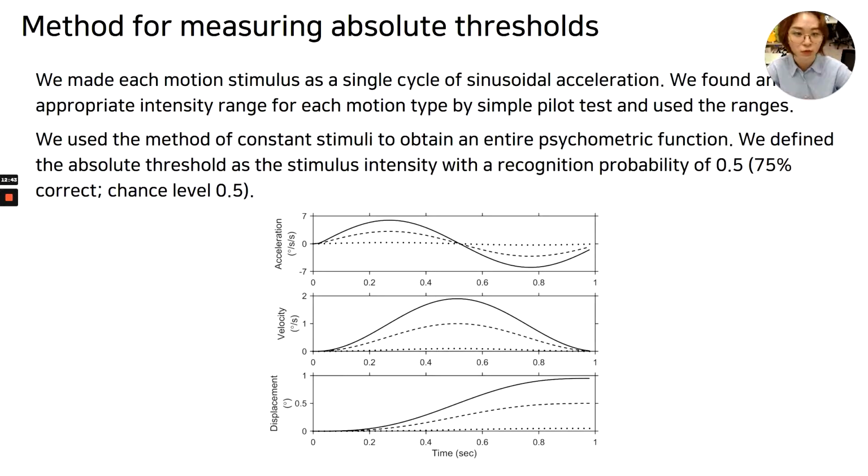Please note that most studies reported only one point of a psychometric function as a threshold, making it difficult to compare them with other measurements or generalize. In this study, we defined the absolute threshold as the stimulus intensity with a detection probability of 0.5. The probability value for a threshold is just a conventional choice. 5 males and 2 females participated in the experiment with an average age of 24.